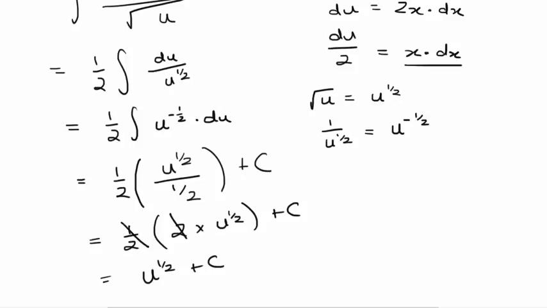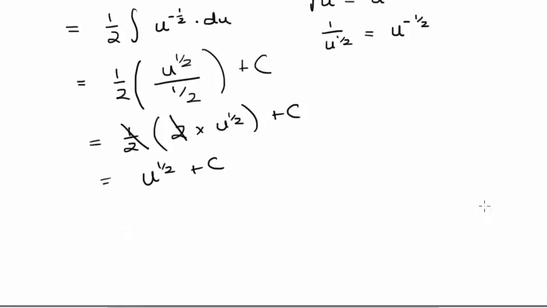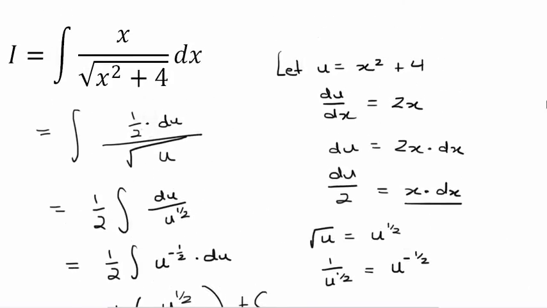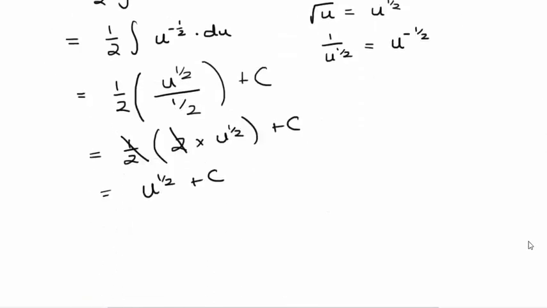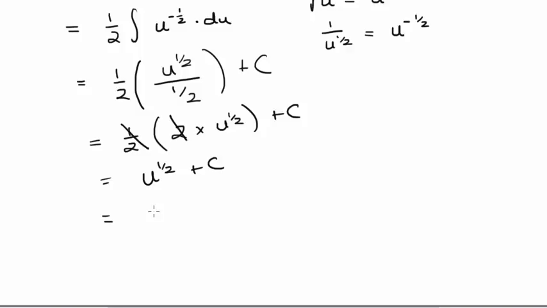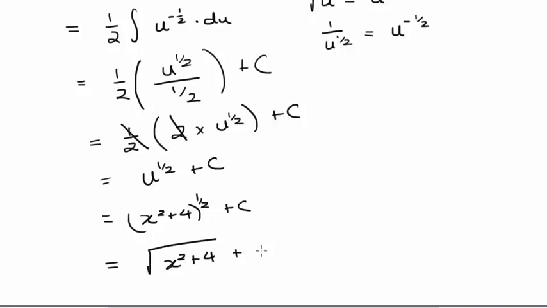But of course, we know that we've introduced u as x squared plus 4. So that means that we substitute back our original substitution for u, which is x squared plus 4, and we get x squared plus 4 to the power of a half plus c. We can leave that as our final answer, but we know that anything to the power of half is really a square root. So this will be the square root of x squared plus 4 plus c. And yeah, that's the answer to the second question.